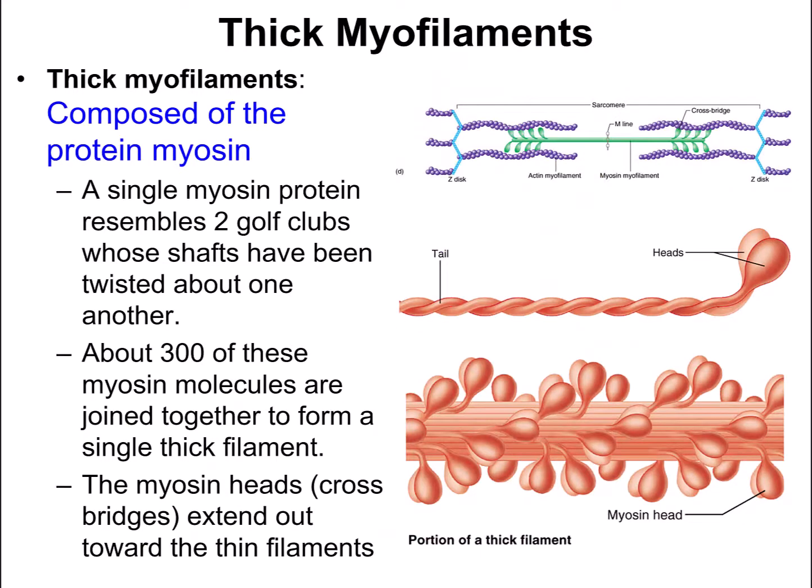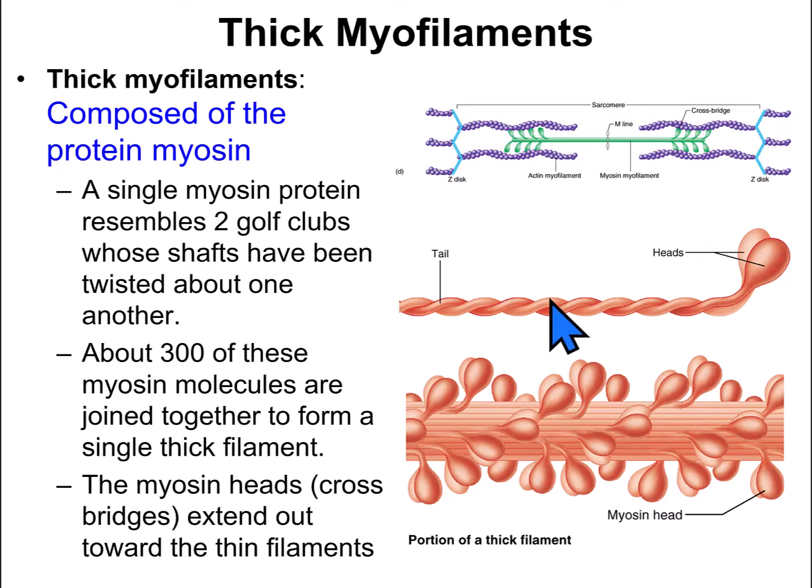We're going to focus now on the thick myofilament. So the thick myofilaments are composed of the protein myosin. And basically, a single myosin protein looks like two golf clubs whose shafts have been twisted about one another. Here are the heads of the two golf clubs. These are the shafts of the two golf clubs. See how they're twisted about one another?